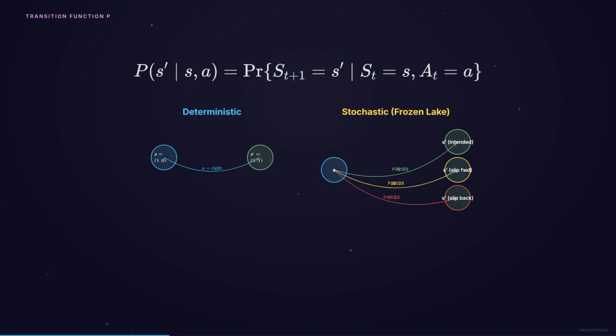For every state-action pair, the probabilities over all possible next states must sum to 1. This is a fundamental constraint. The agent must end up somewhere. Deterministic environments are just a special case, where one next state gets probability 1 and everything else gets 0.